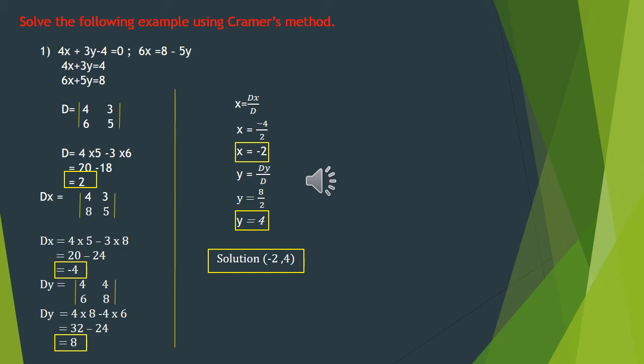Now find the value of determinant D. Write in the first column the coefficients of x and in the second column the coefficients of y with their signs. So write in the first column 4, 6 and in the second column 3 and 5. By cross multiplication and subtraction we get 4 into 5 minus 3 into 6. So 20 minus 18. The answer will be determinant D equal to 2.